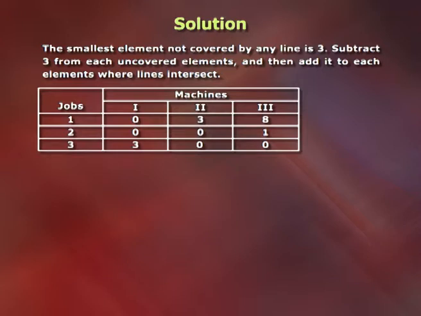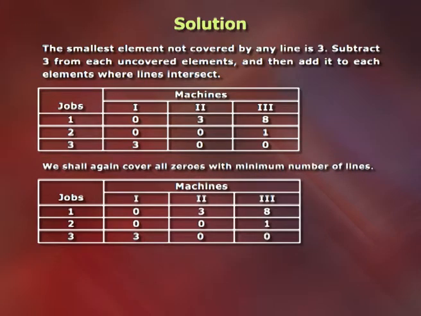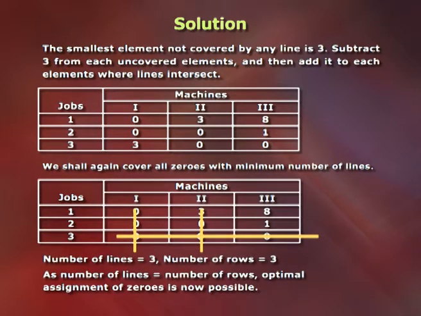The smallest element not covered by any line is 3. Subtract 3 from each uncovered element and then add it to each element where lines intersect. Doing this procedure, we get a new table which is given below. We shall again cover all zeros with the minimum number of lines. Now, you can see in this resultant matrix at least 3 lines are required to cover all zeros. So, now the number of lines is equal to 3 and the number of rows is equal to 3. As the number of lines is equal to the number of rows, optimal assignment of zeros is now possible.